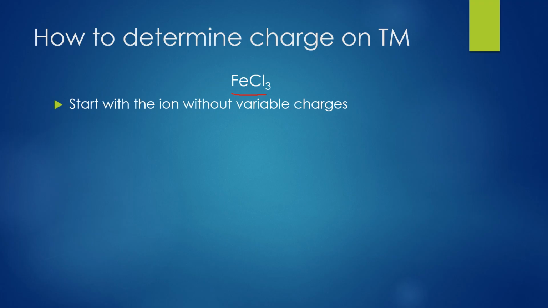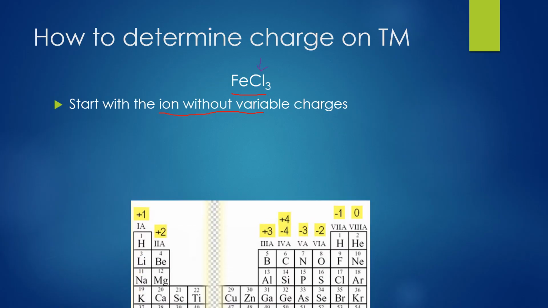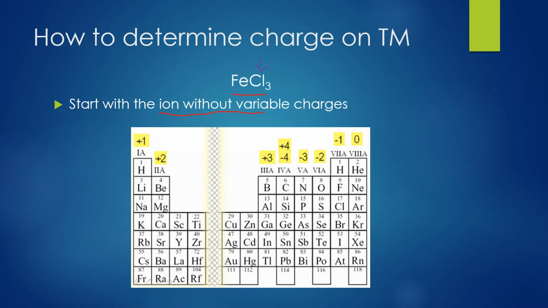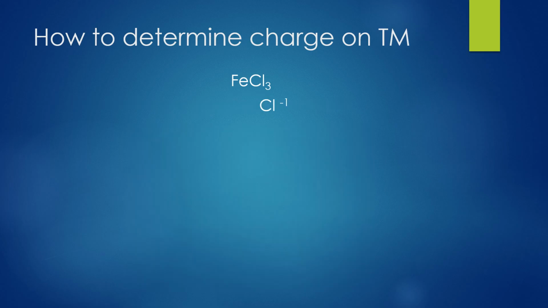What would help us is to start with the ion that does not have a variable charge. So what I mean by that is let's look at good old chlorine here, because we know what the charge on chlorine can be. Looking at the periodic table, chlorine is a halogen, meaning it has a -1 charge. So we go ahead and write chlorine with a -1 charge.